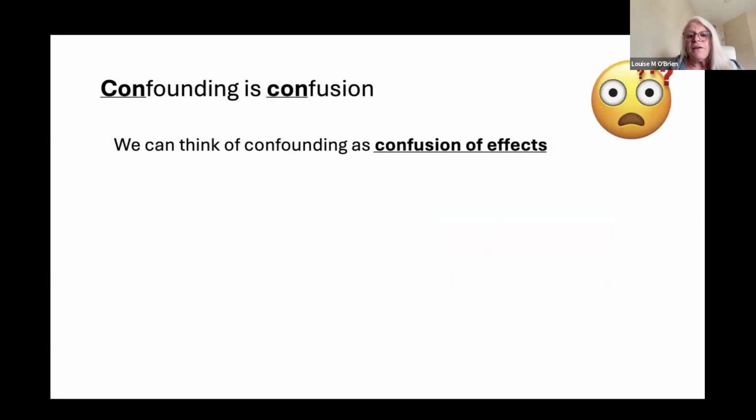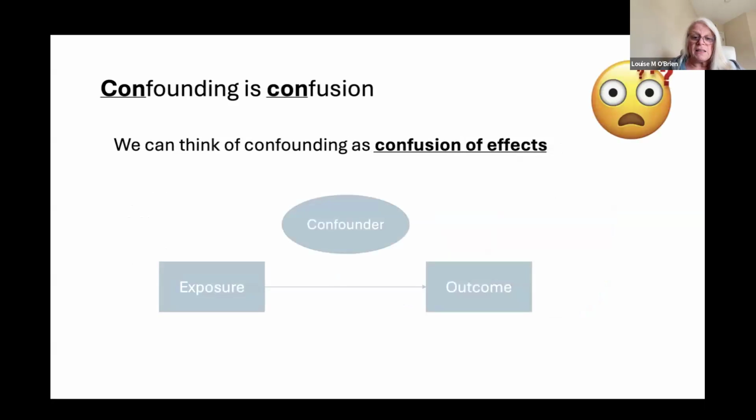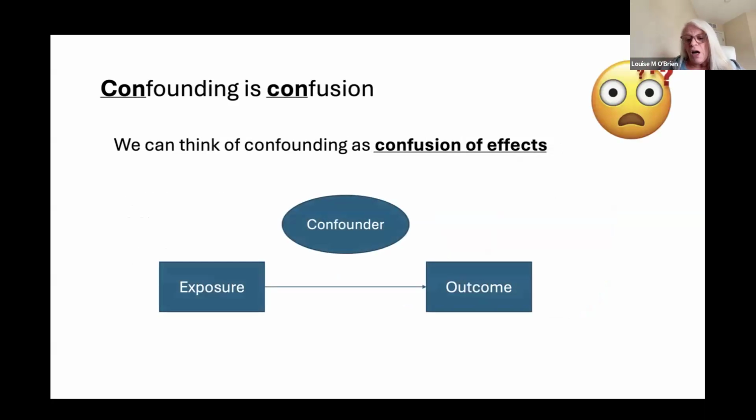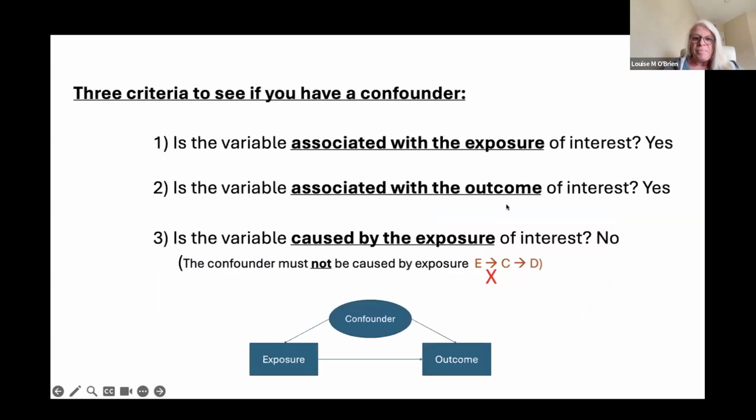So we can think of confounding as confusion of effects. Here we have exposure and our outcome. We've got to consider what could be related to these two, all right? Like I said, the arrow has to be pointing to both the exposure and the outcome for it to be a confounder. If you want to check that you have a confounder, there are 3 rules you have to consider. Is the variable associated with the exposure, meaning is the arrow going from the confounder to your exposure? If the answer is yes, we've got one of the criteria.